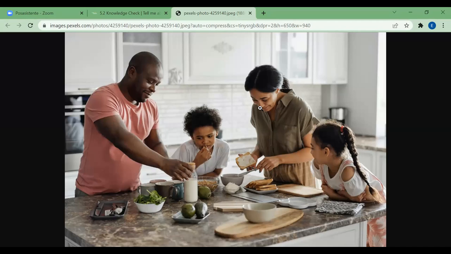She is my mother. She is Maria. She is 41 years old. She is my little sister. She is Elena. She is 9 years old. My family loves cooking. They enjoy having breakfast together. So this is my family.